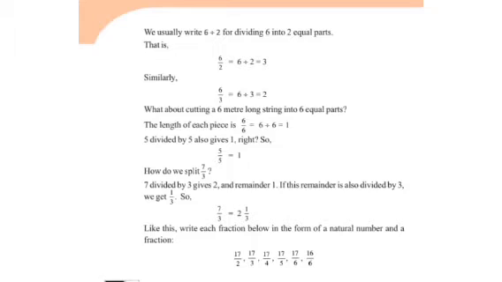From our earlier session, we know that 7 by 3 means 7 divided by 3. We get 2 1 by 3. That is, by dividing 7 by 3, we get 2 as our result and 1 as remainder, and 3 is the number by which we divide. Okay, like this, write each fraction below in the form of a natural number and a fraction. How can we express this?